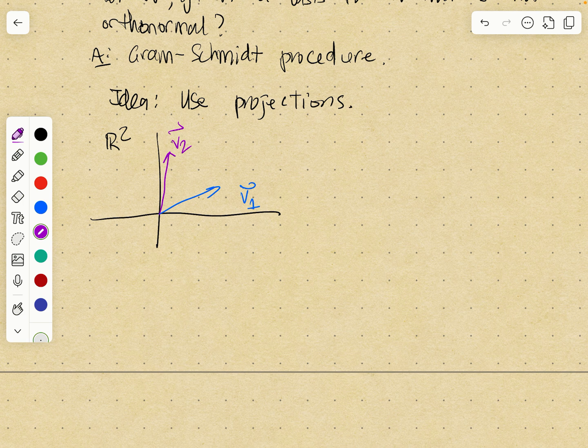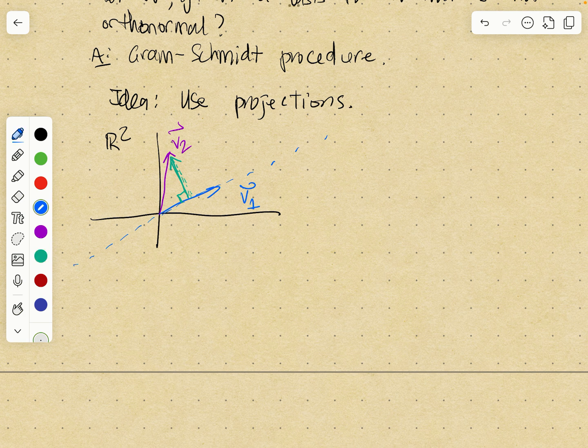So what can we do with V2 to get a vector that's orthogonal to V1? Well, hopefully, we know what the answer is. You take this line and you project V2 onto this line. And so you're going to get this vector. You get a 90-degree angle, and you get this vector here. And that vector is orthogonal to V1.